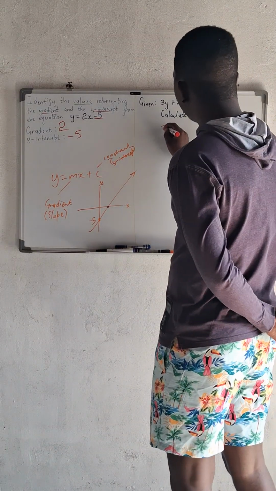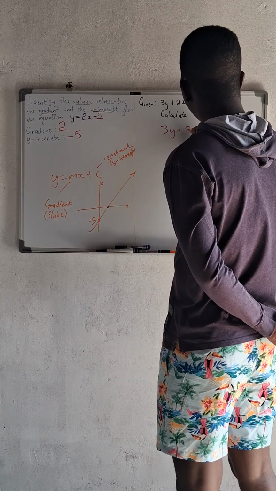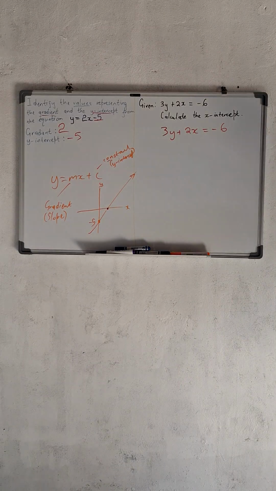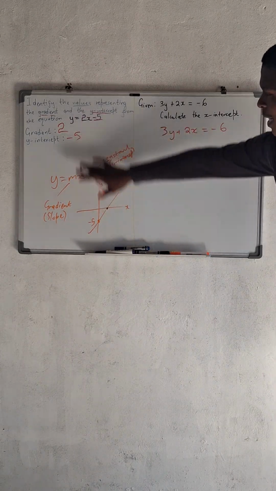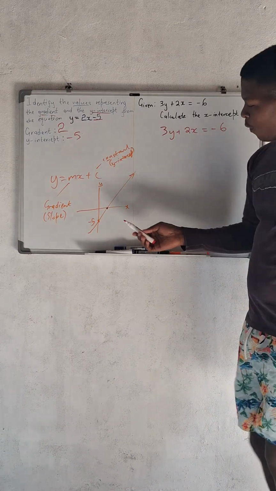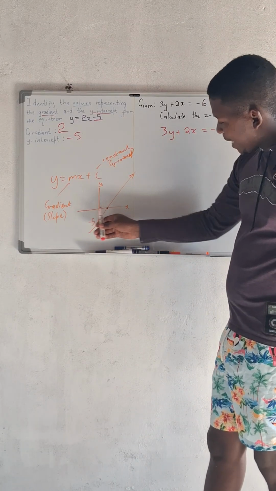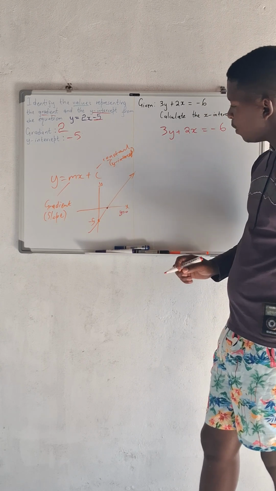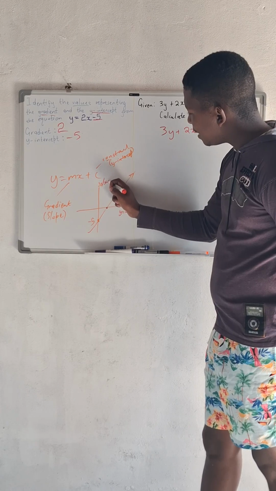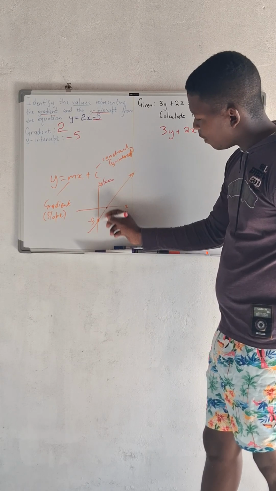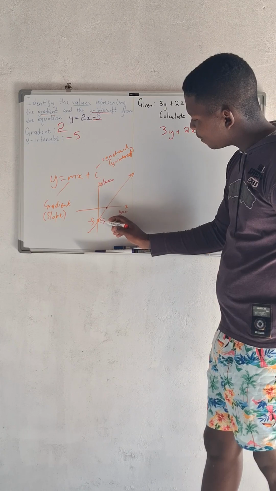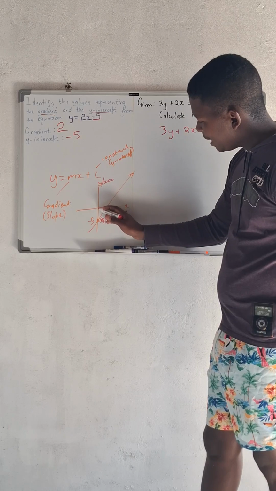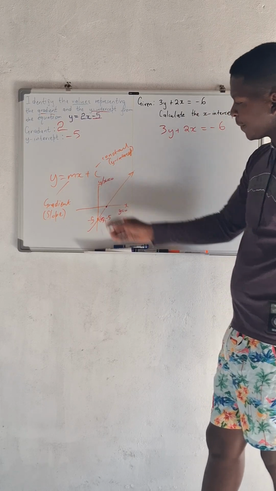Now, I am given 3y plus 2x is equal to -6. What I need you to know, let us use this example. I said before, everywhere on this line, on the x-axis, y is 0. This line we also call y is equal to 0. This one we call x is equal to 0 because x is 0 everywhere on this line. It's 0 on the origin, and 0 everywhere here.